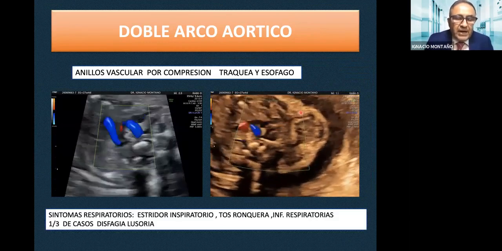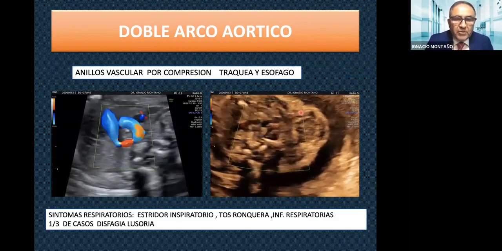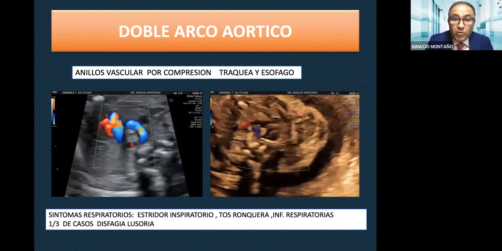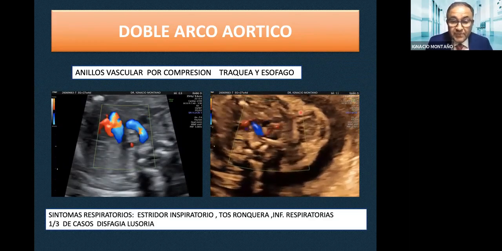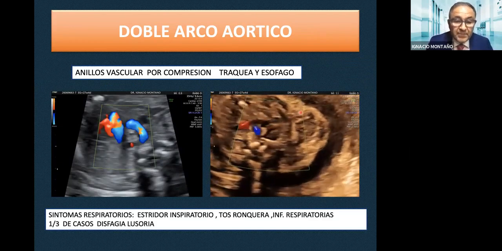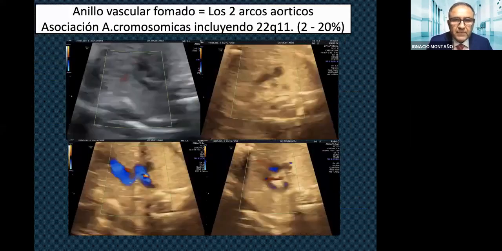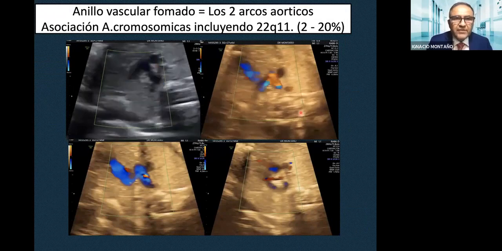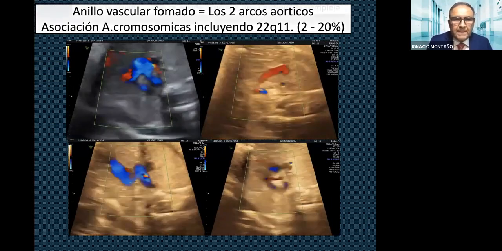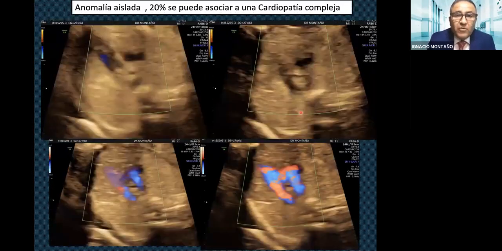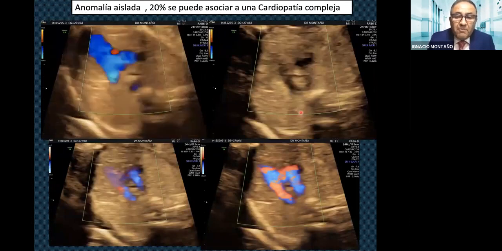The right aortic arch, but mainly the double aortic arch, produces vascular rings due to compression of the trachea and the esophagus. It can cause respiratory symptoms, inspiratory stridor, a hoarse cough, respiratory infections, and in one third of cases, dysphagia lusoria. The vascular ring, as I mentioned, is formed by the two aortic arches and is associated with chromosomal abnormalities, including 22q11, in 2% to 20%. It can present in isolation, or it can be associated with complex congenital heart disease.